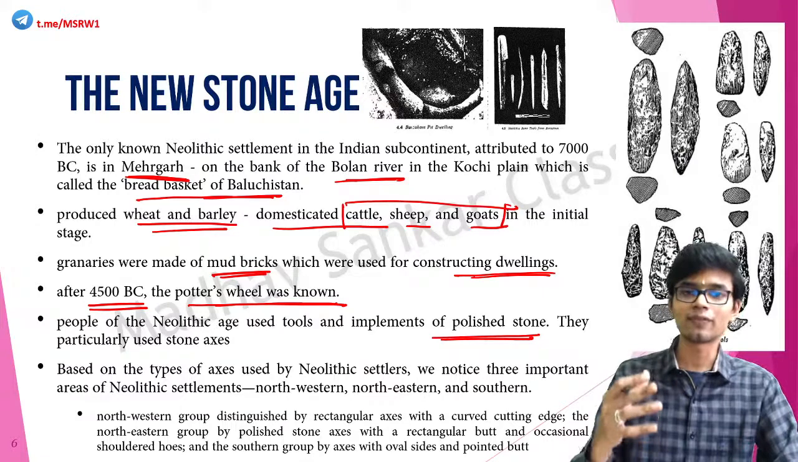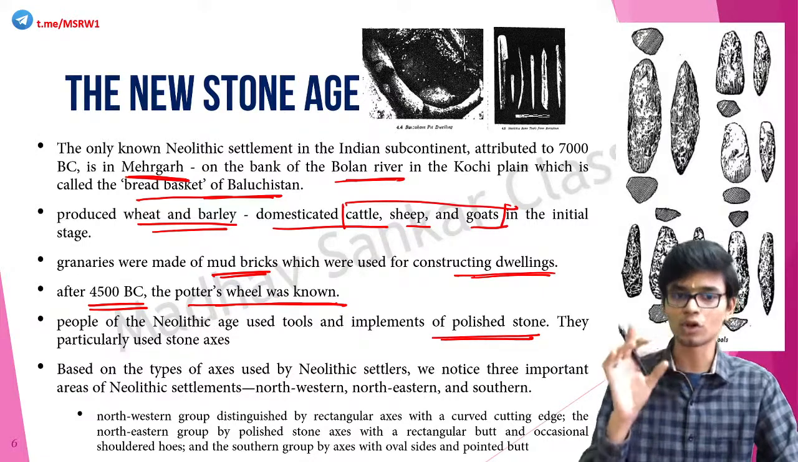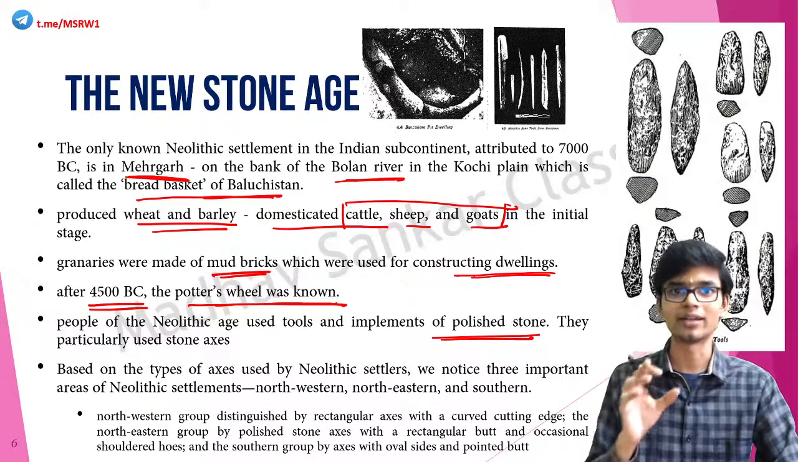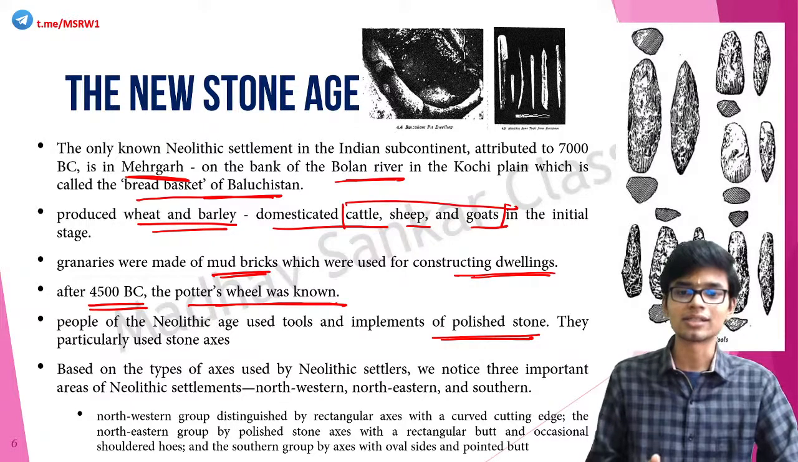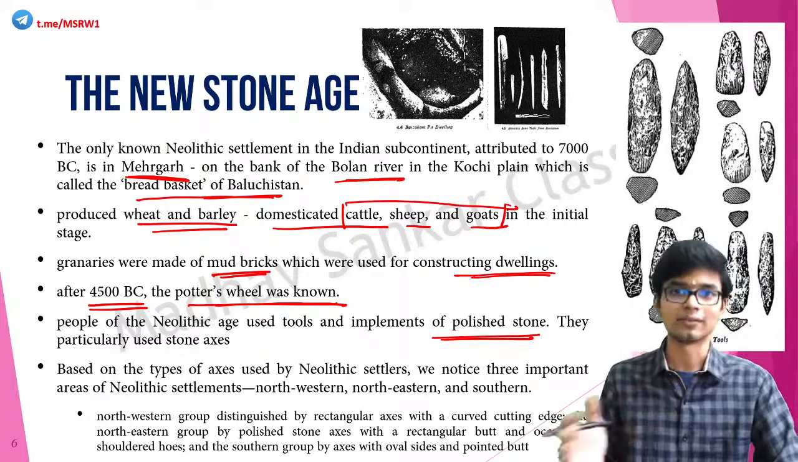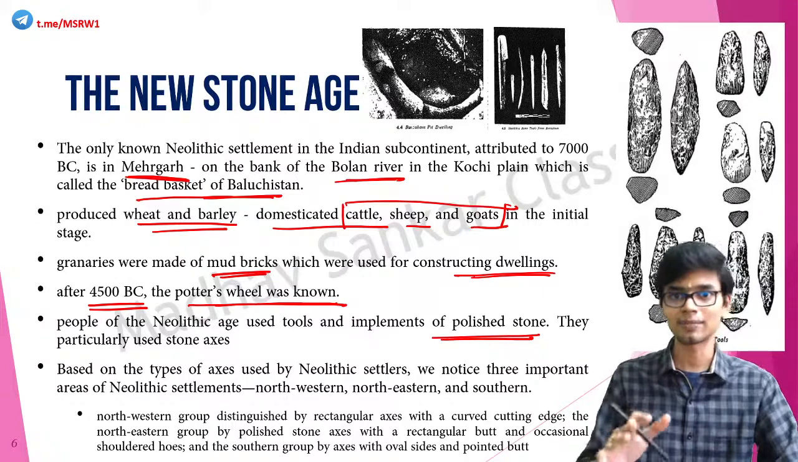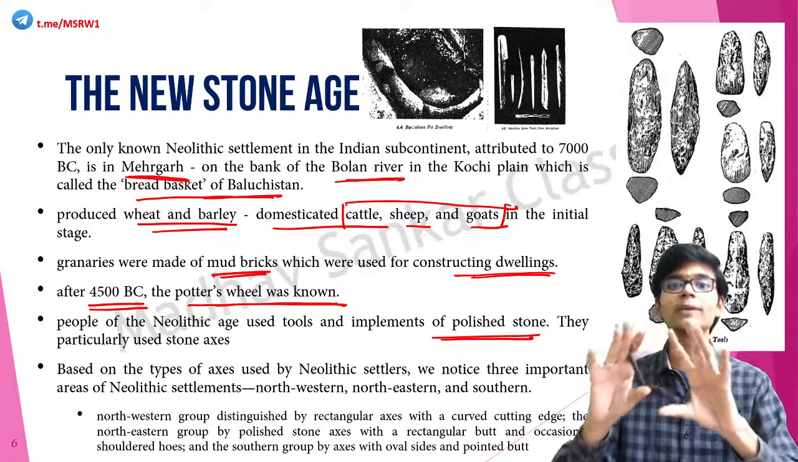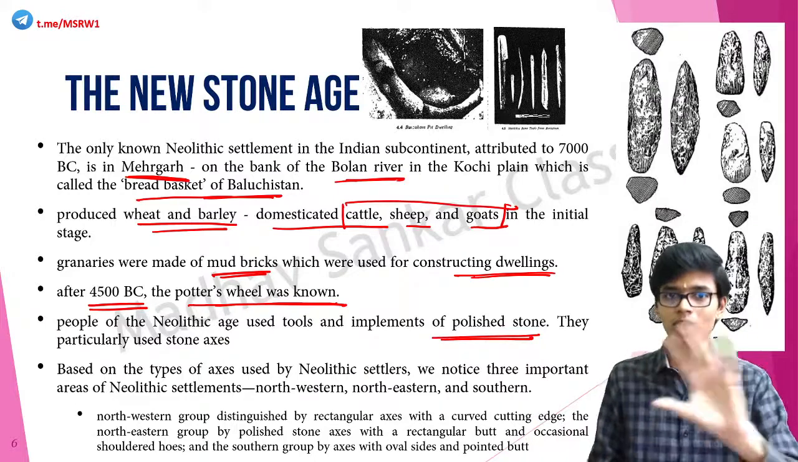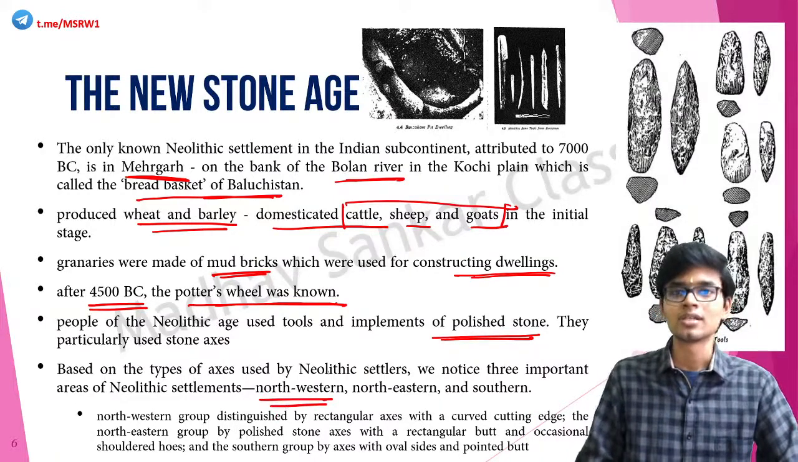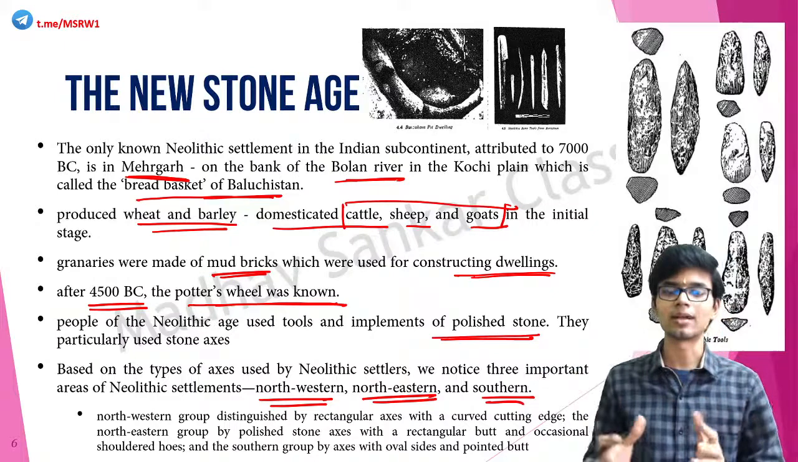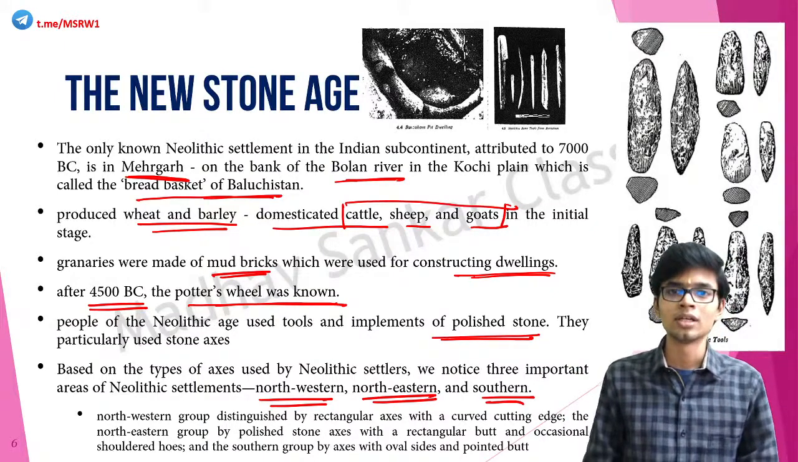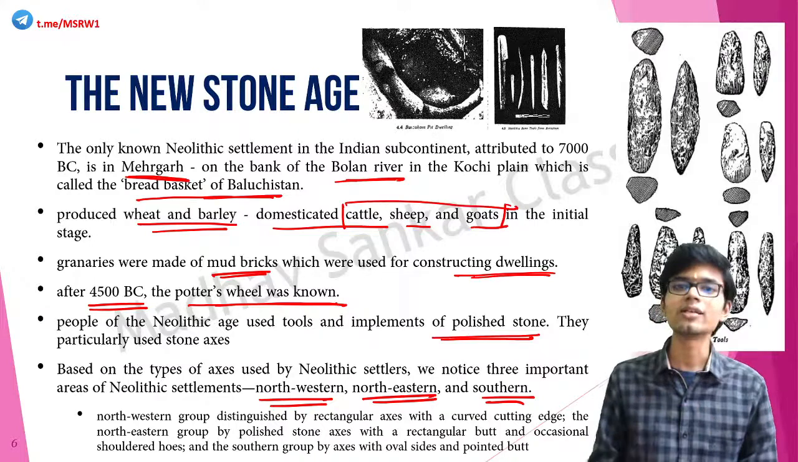So based on the type of axes, axe is one of the most common tools that we find in the early period. And based on the type of axes, Neolithic settlements can be classified into three. One is northwestern, second one is northeastern, and the third one is southern. So northwest of India, northeast of India, and then southern India. So what are the differences between these three?